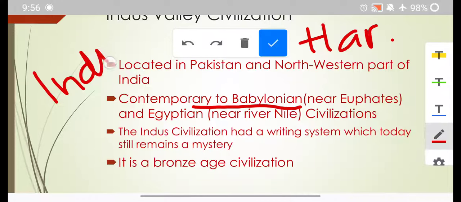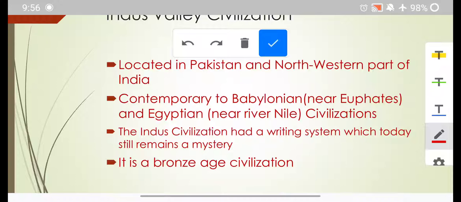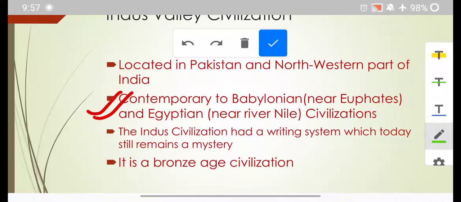We know the Indus Valley Civilization is located near the Indus River. Okay, Indus River. Then the Babylonian Civilization is near River Euphrates, like the Egyptian Civilization, which is near the River Nile. So we have to know something. Indus Valley Civilization is contemporary to Babylon Civilization, which is near the River Euphrates, and Egyptian Civilization near the River Nile.